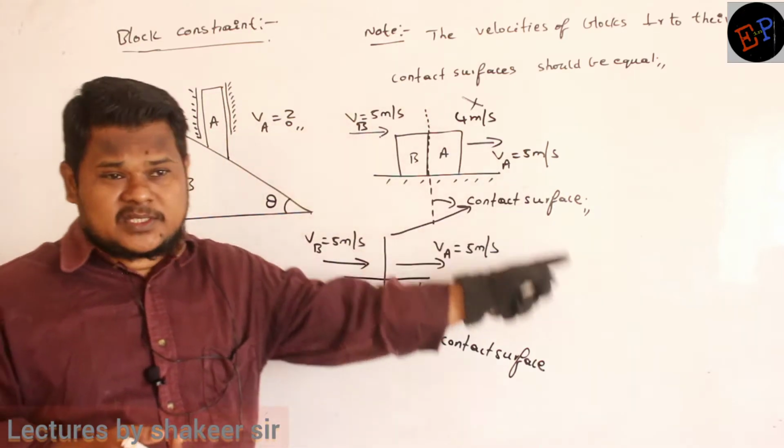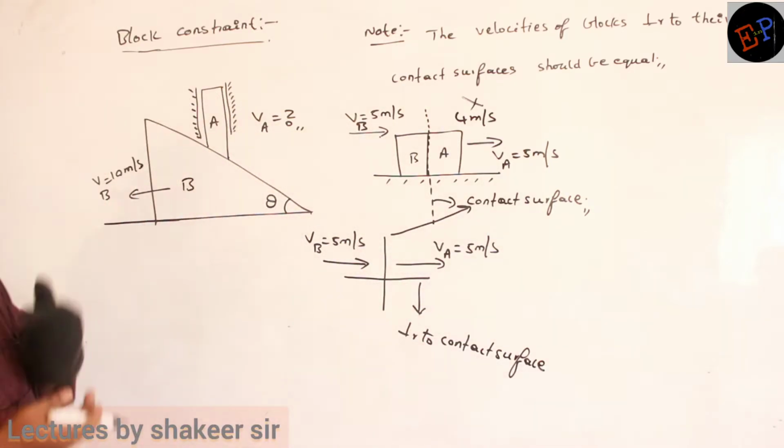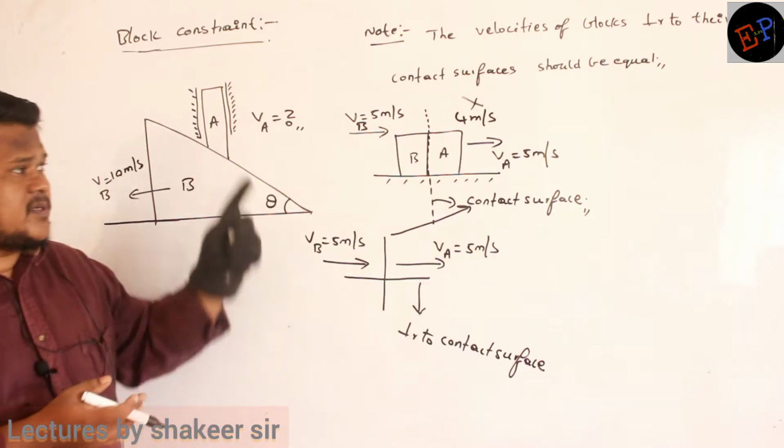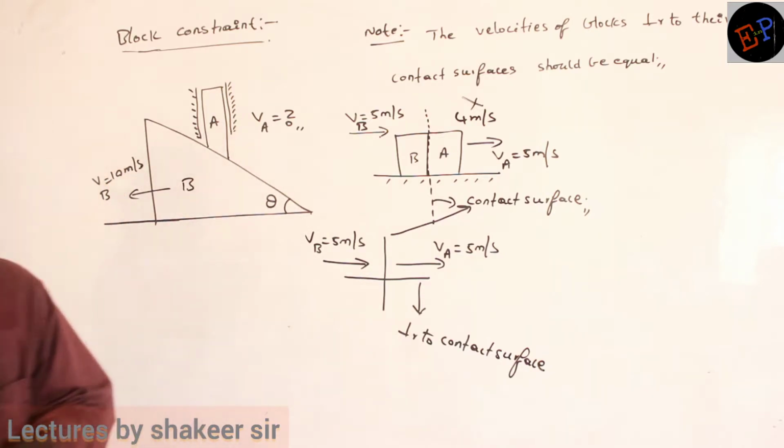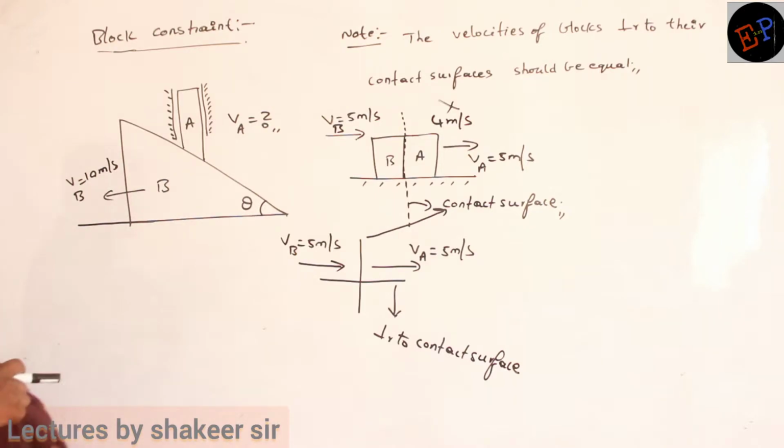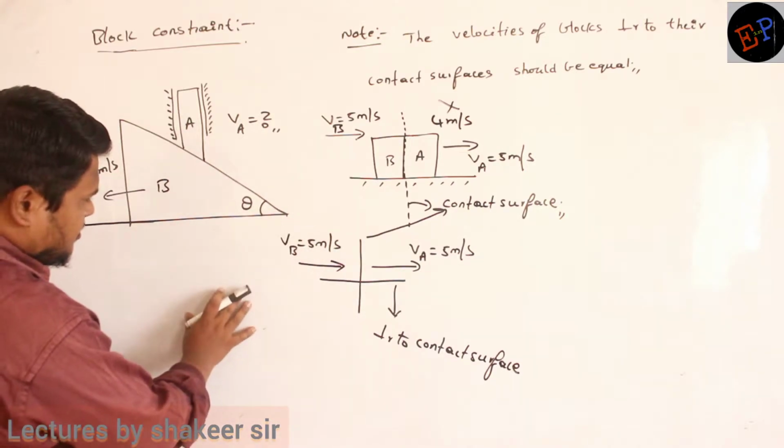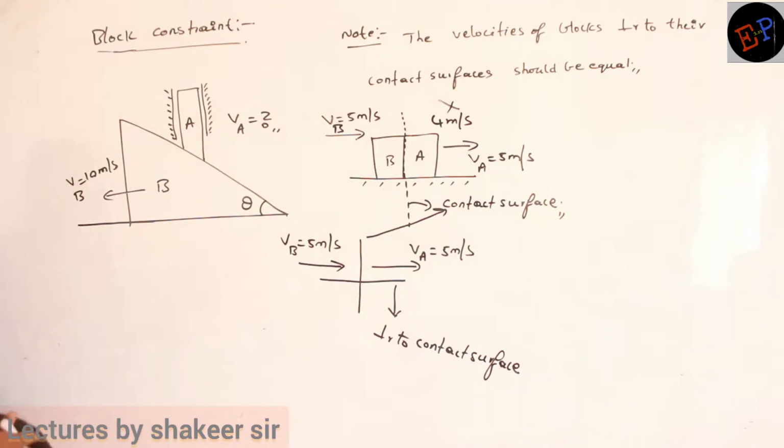So based on this logic, I am going to do this problem. Are you able to understand? First make a note up to here. To contact surface, and these velocities, they must be equal. Okay, now see. So using this concept, how can I do this problem? Let us try to understand.